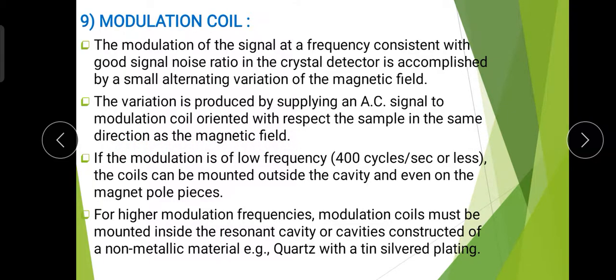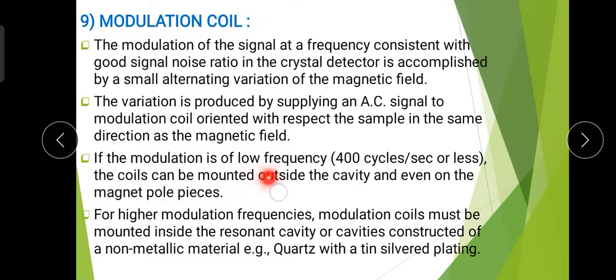That means the direction of the magnetic field is in a particular direction. So here we can produce a variation by supplying an AC signal or AC current to the modulation coil. That means we are giving an AC signal to the modulation coil, oriented with respect to the sample in the same direction as the magnetic field. That means the AC signal is given along the direction of the magnetic field, so that we are able to generate the variation in the modulation coil.